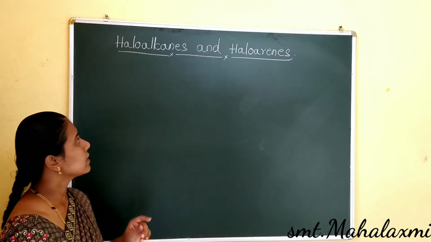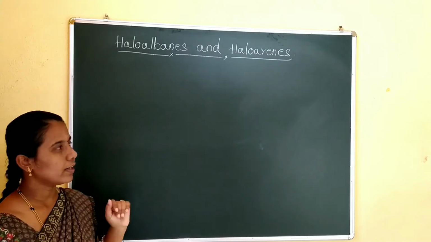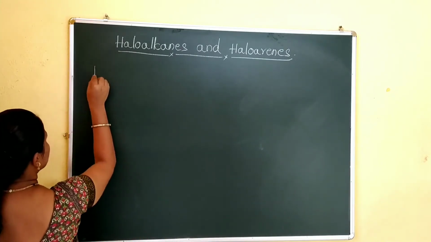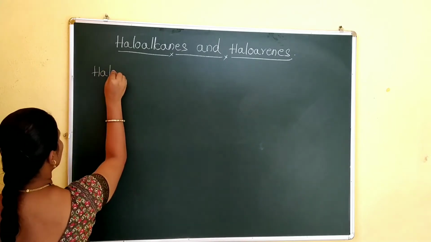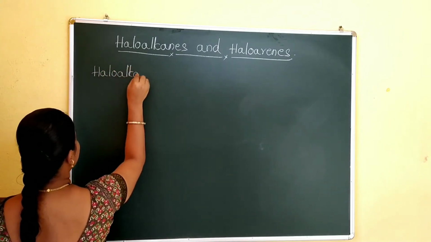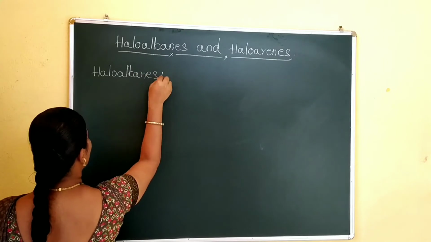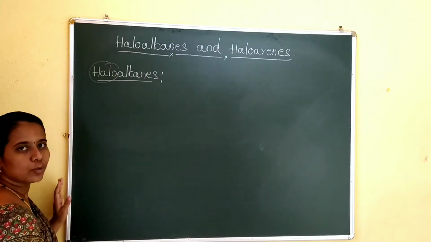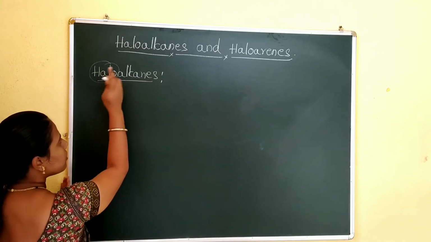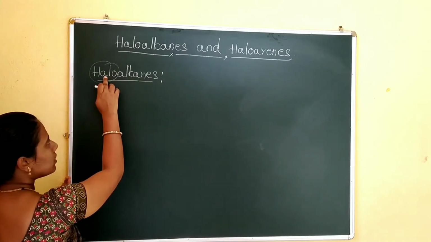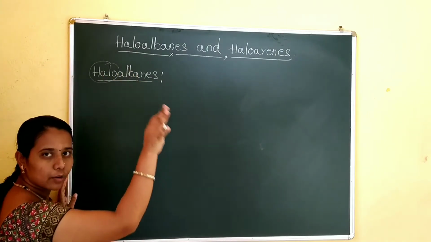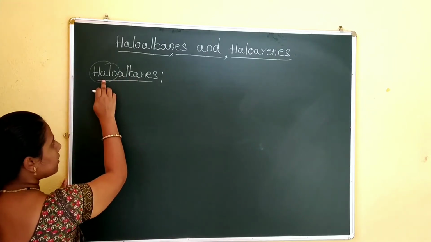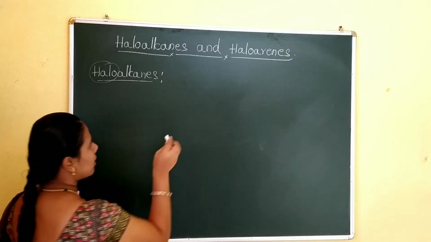In today's class, I would like to discuss haloalkanes and haloarenes. Okay, haloalkanes. What are haloalkanes? See here, halo indicates halogen. Halogen derivatives of alkanes, halogen derivatives of aliphatic hydrocarbons, are called haloalkanes.